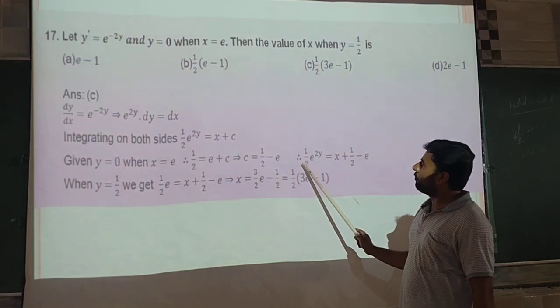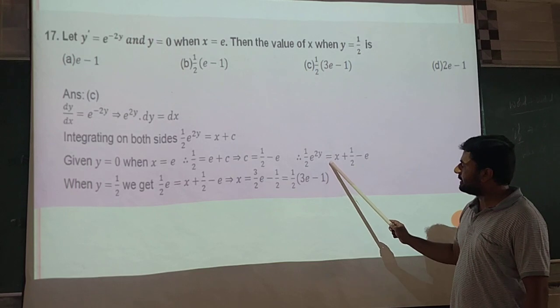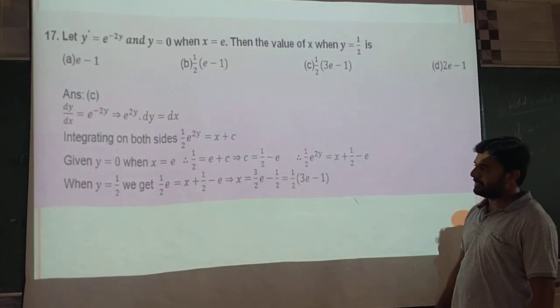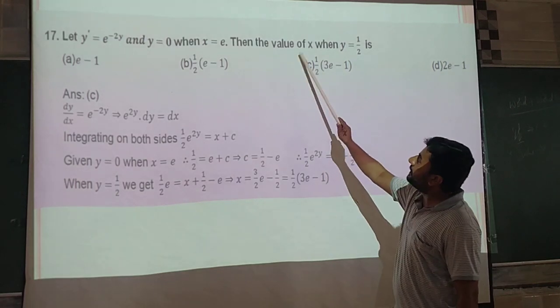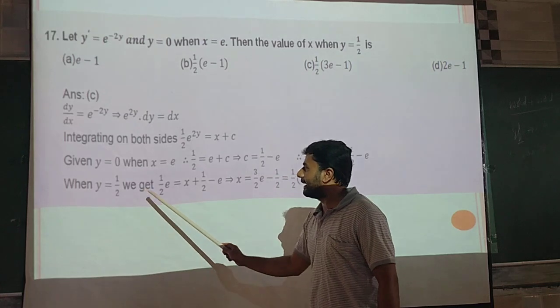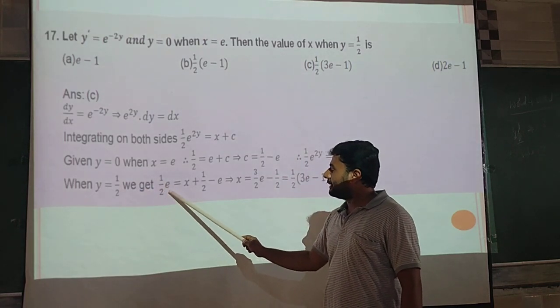Therefore 1 by 2 into e power 2y is equal to x plus the value of c, which is 1 by 2 minus e. Here we have to find the value of x when y is equal to 1 by 2. When y is equal to 1 by 2 we get 1 by 2 into e.